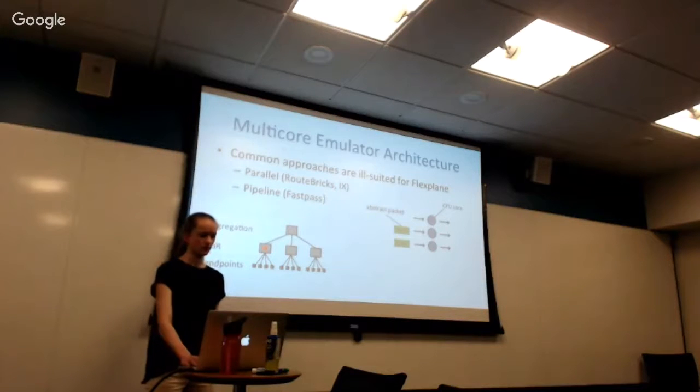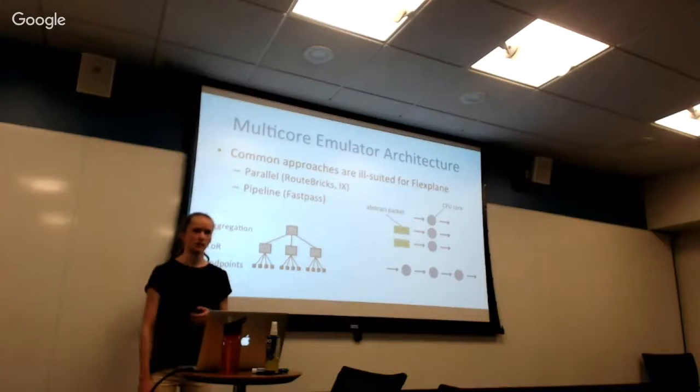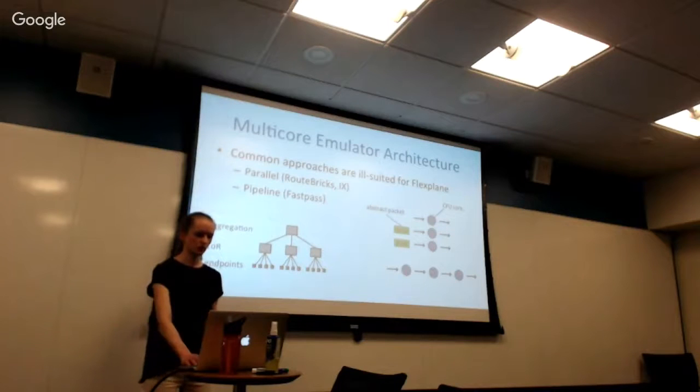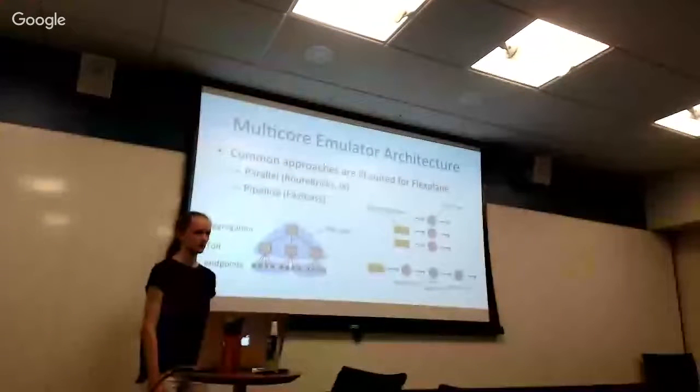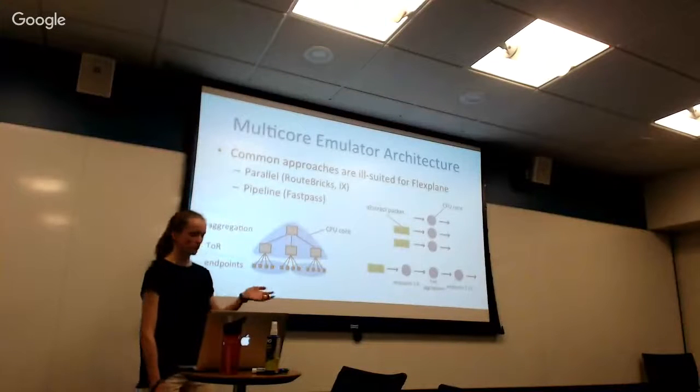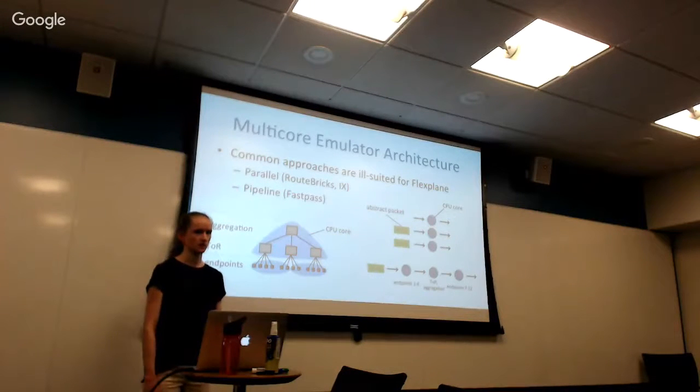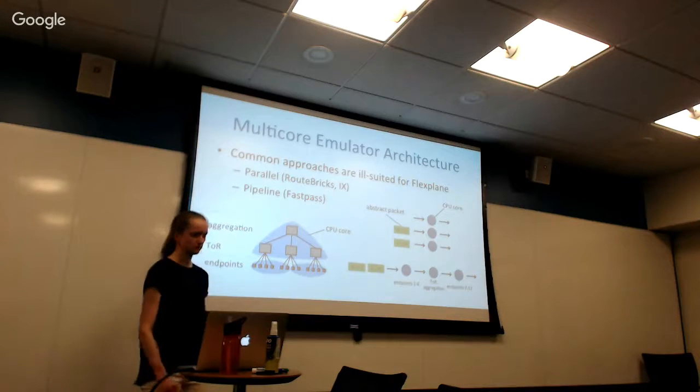Another approach, used in the centralized packet scheduler FastPass, is to pass packets down a linear pipeline of cores. To use this approach in the emulator, we could pin different emulated network components to different cores and pass abstract packets down the pipeline. However, this approach doesn't work either, because different packets may access endpoint and router state in different orders. So for example, this ordering works well for a packet from source 1 to destination 8, but it wouldn't work for a packet from source 8 to destination 1.